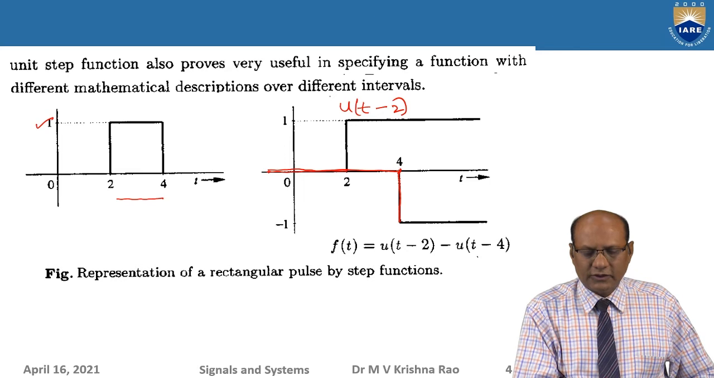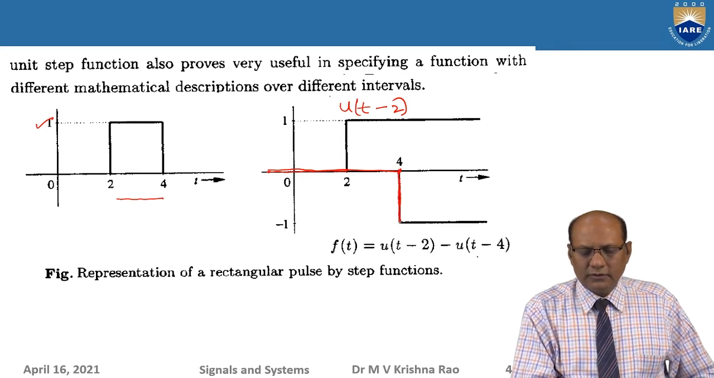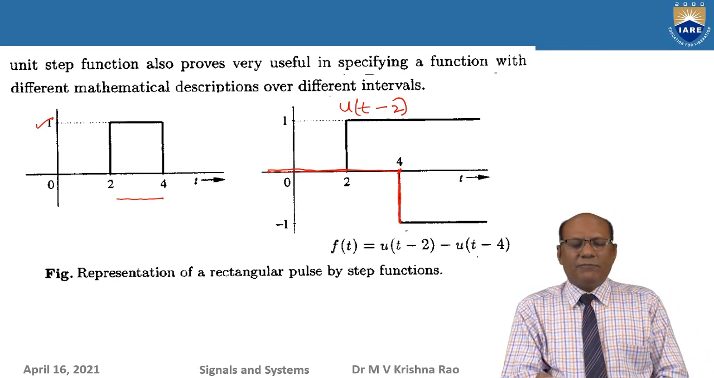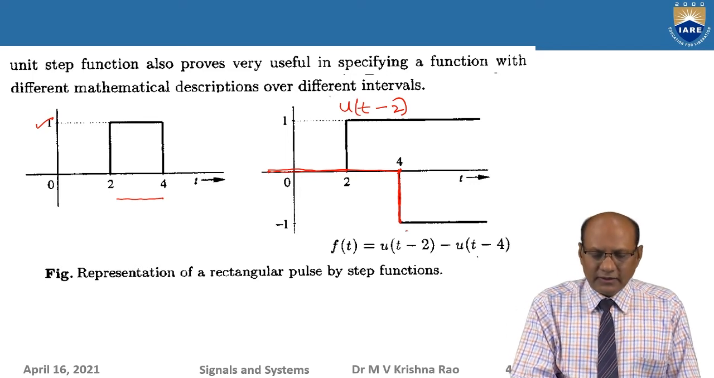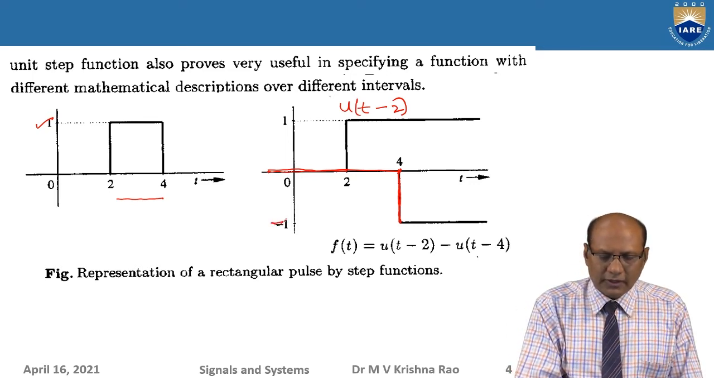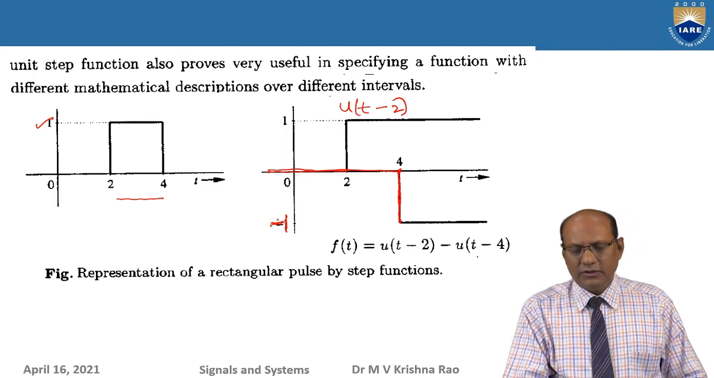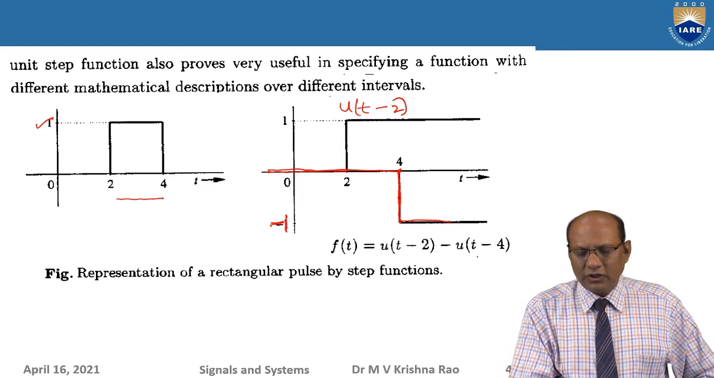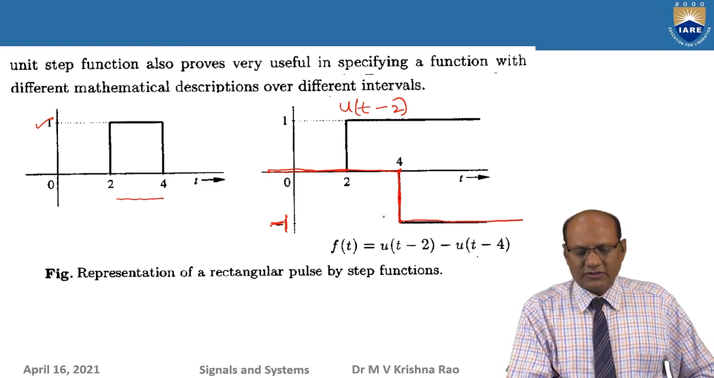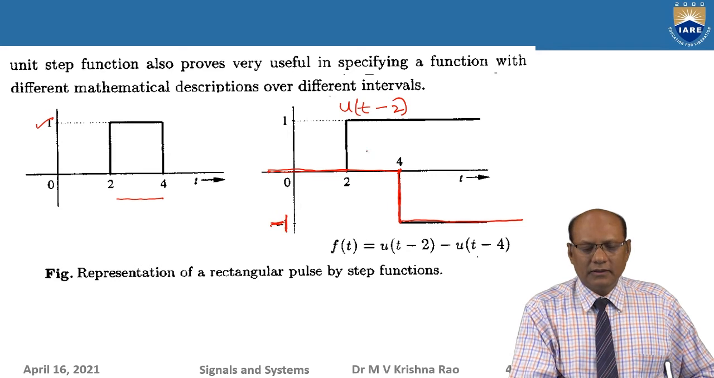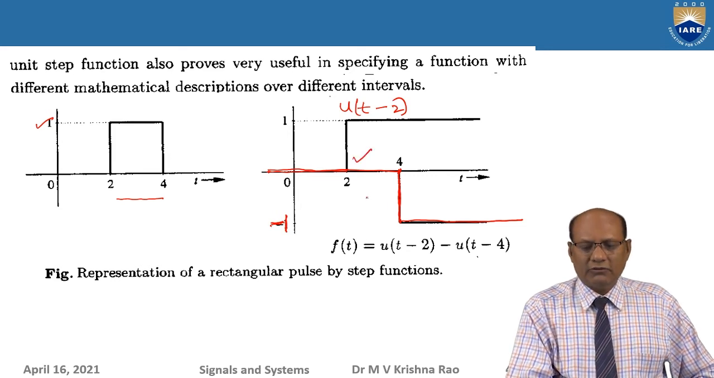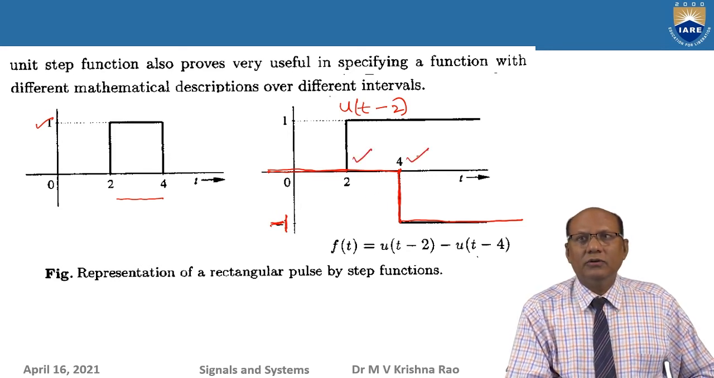At t equal to 4, the step function is starting, but its polarity is minus 1. So what am I doing now? I have taken 2 step functions, one which is starting at t equal to 0, the other one which is starting at t equal to 4.